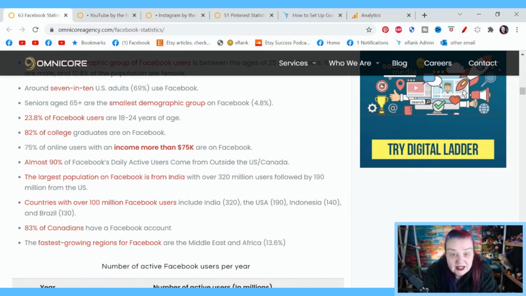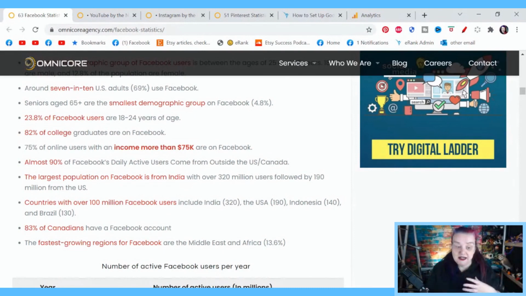Now, that's interesting because didn't we say high income? Yeah, so Facebook could be good for me. And here, 75% of online users with an income of more than $75,000 are on Facebook. So I can find my people with good money. That's nice to know. And Facebook is huge outside the US and Canada.